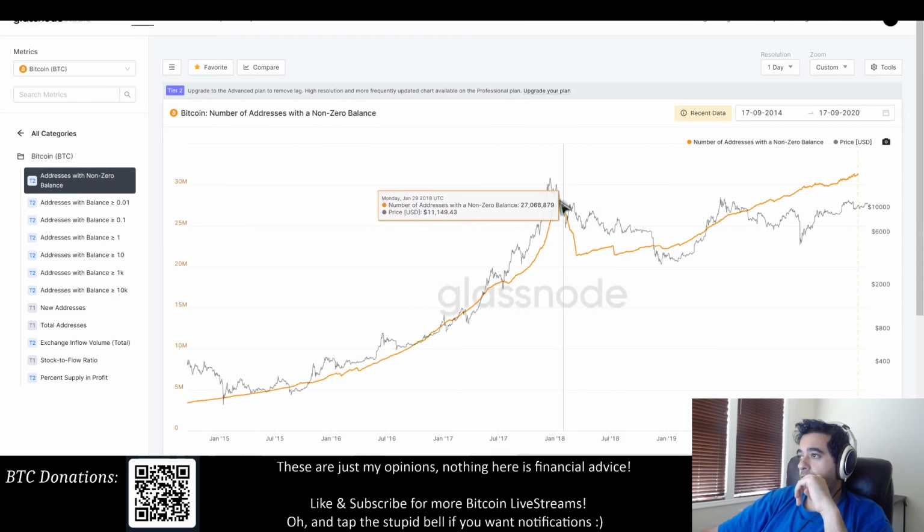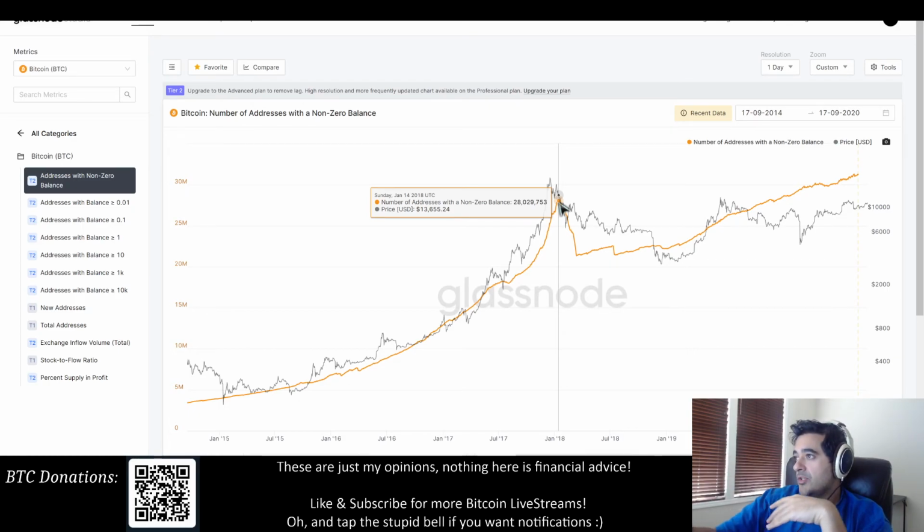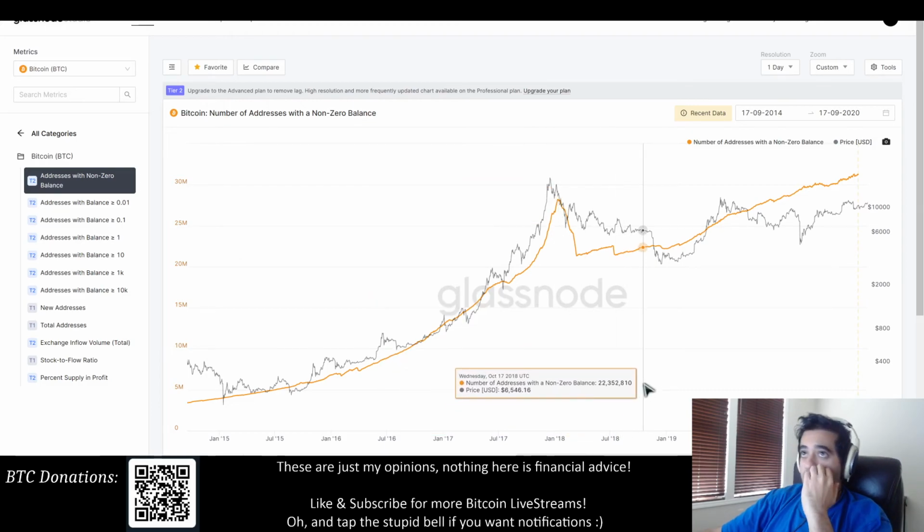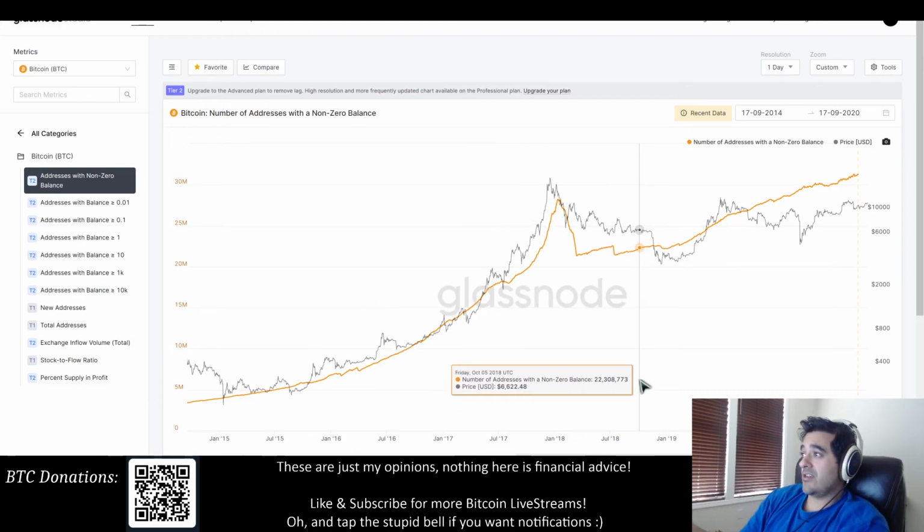So for example, at this point here, the price is about 13K, 13.6, which correlates to the right-hand side. And then you have the number of addresses shown as 28 million, which correlates to the left-hand side. Pretty simple. But it allows you to compare what's happening here. And this is just straight up a super interesting chart right off the bat.